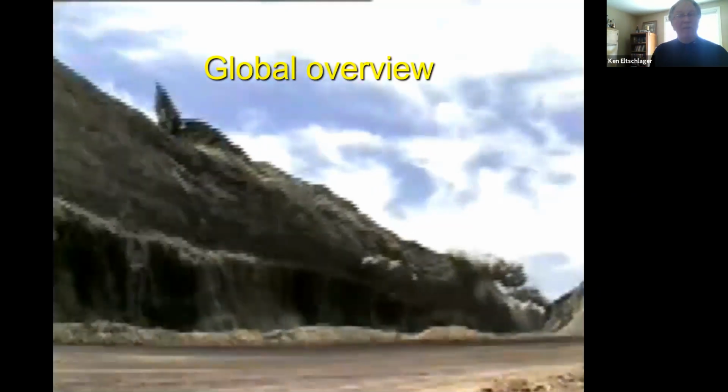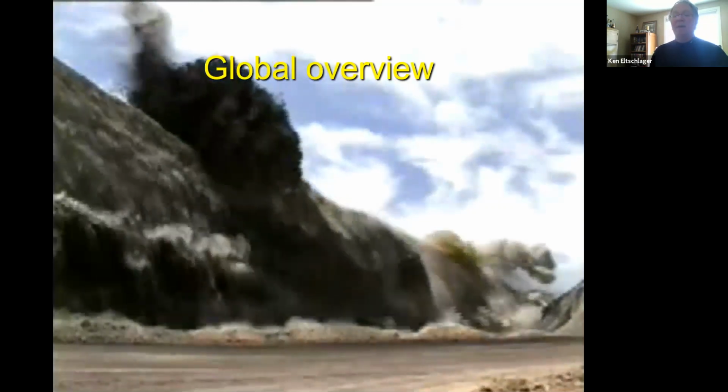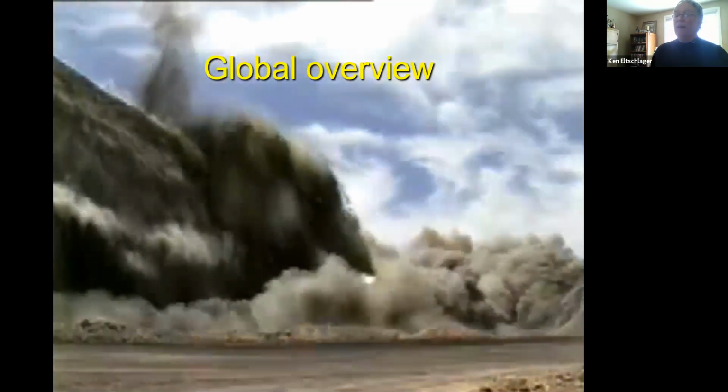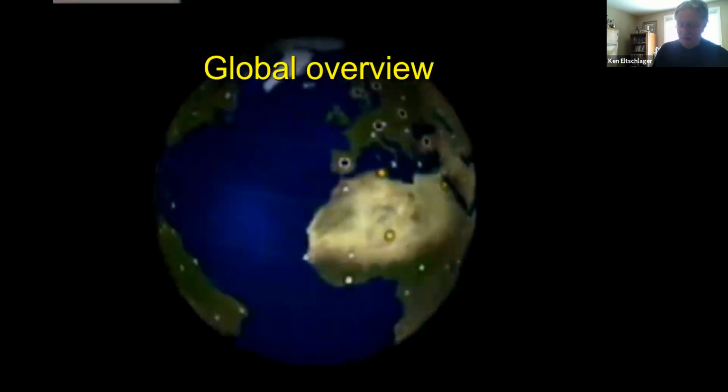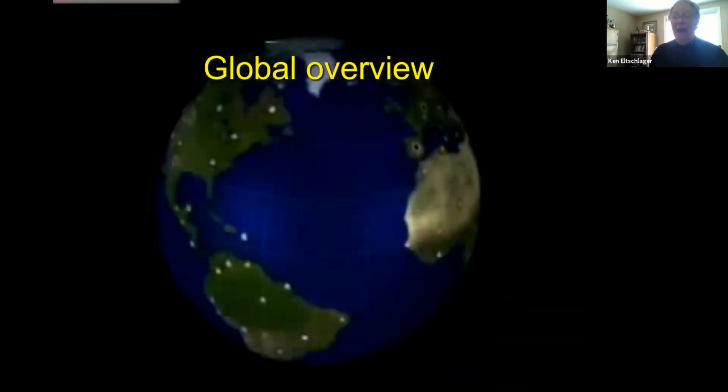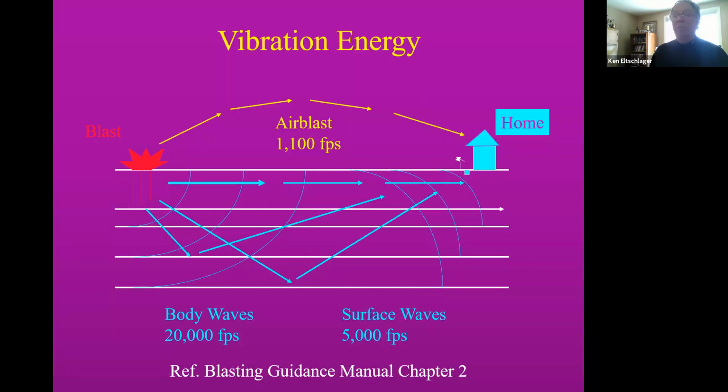I don't remember how many pounds of explosives this was, but probably 2 or 3 million pounds would be my guess. But that type of blast is felt globally. It's measured globally on the seismic network. So, you know, certainly those people living near mine sites are going to feel these activities, even for the smaller shots.